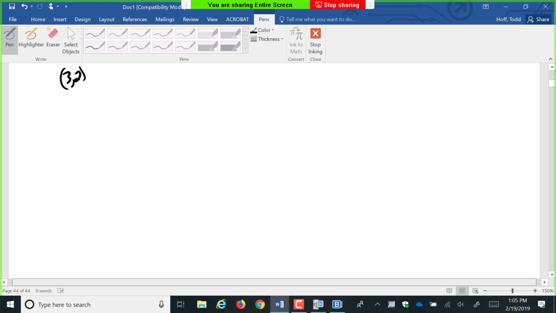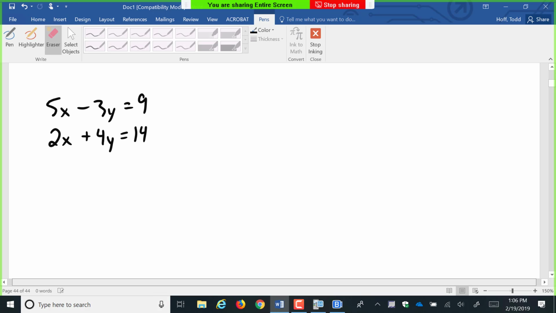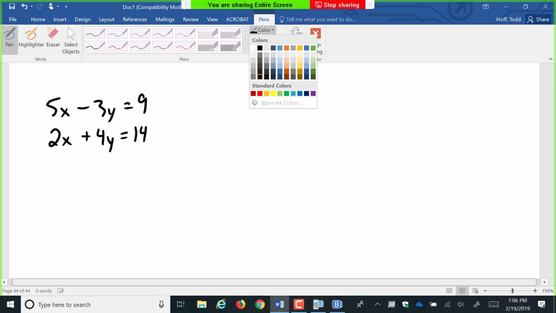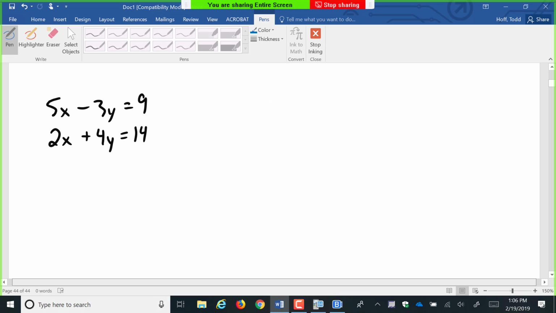So we might have ones like this. 5x minus 3y equals 9. 2x plus 4y equals 14. Now here, if we go to subtract or go to add these, nothing's going to cancel. But we can't just multiply one of the equations. It's not going to help. So both equations have to be multiplied.